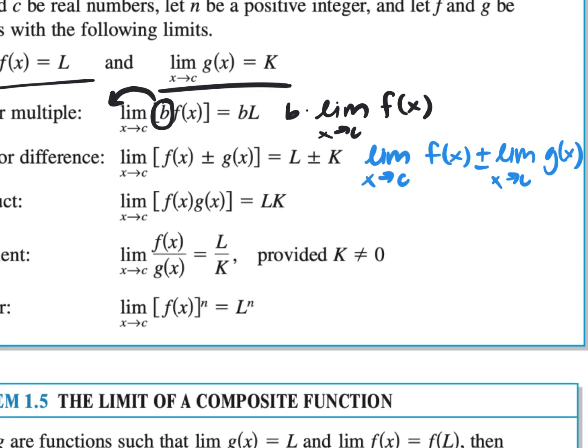And then your last one is to the power. If I'm given a limit as x approaches c of some function raised to a power, don't worry about the power until after you find the limit. Find the limit first, and then just raise it to that same power.